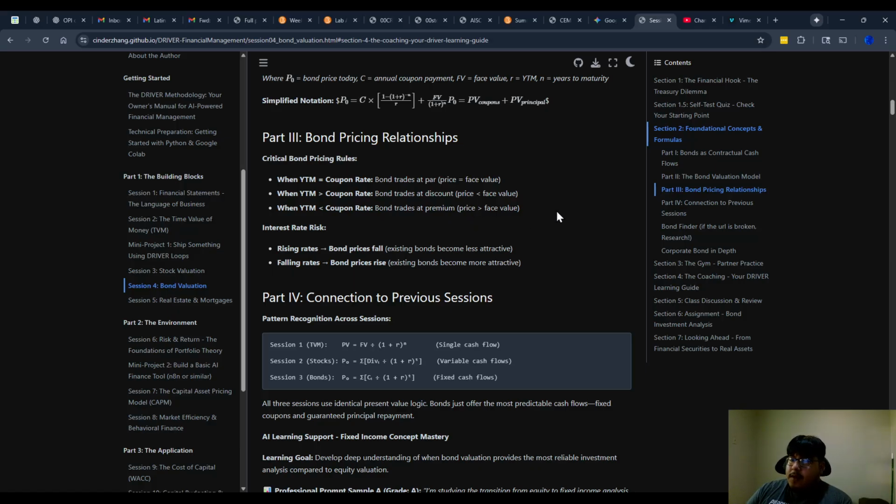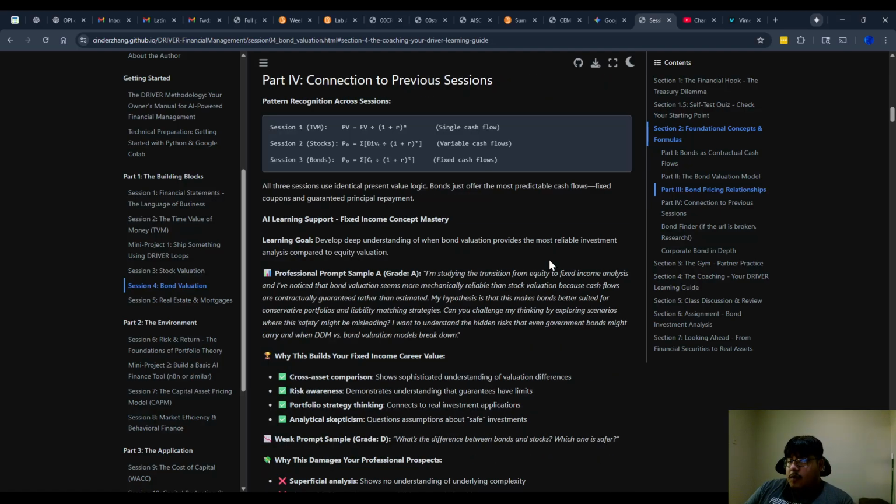And then there's interest rate risk. With rising rates, bond prices fall, so existing bonds become less attractive. With falling rates, bond prices rise, and that means existing bonds become more attractive. And then we go on to part 4, the connection to the previous sessions.